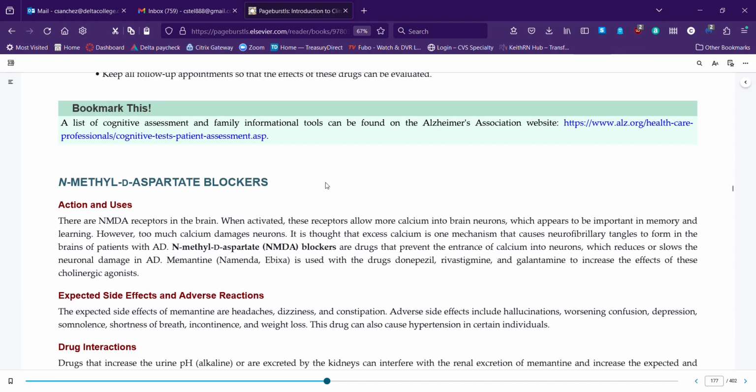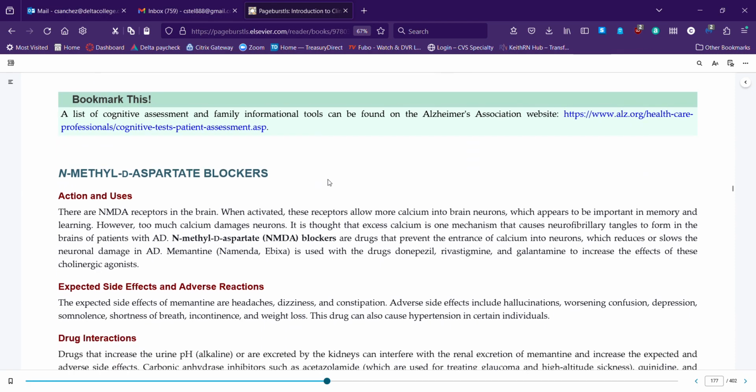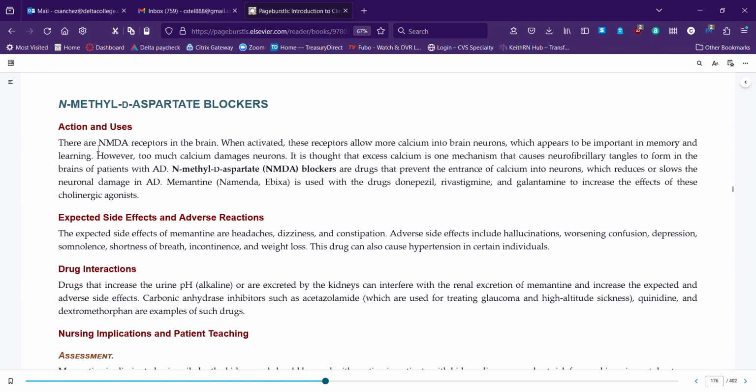So it says a list of cognitive assessments and family information tools can be found at the Alzheimer's Association website. Usually anytime somebody is diagnosed, one of the first things that we do is refer them to this website. There's a lot of information on how to handle the disease process, education for the family, and resources for things such as groups that can be of good outreach and information for families.